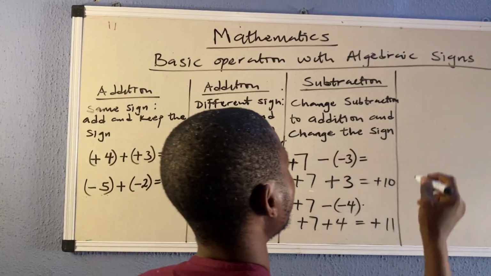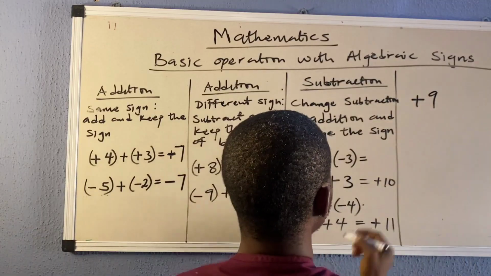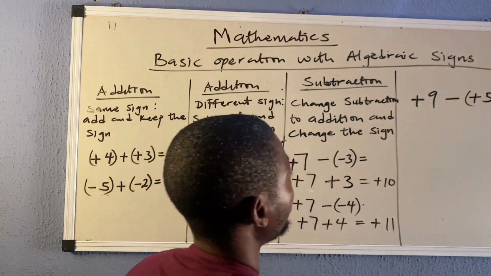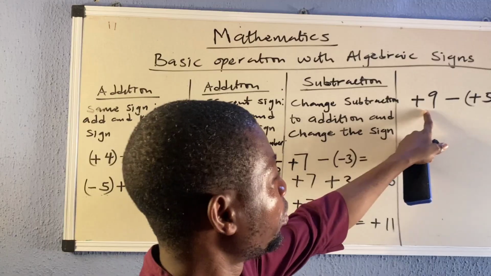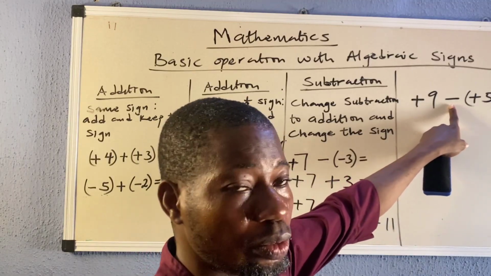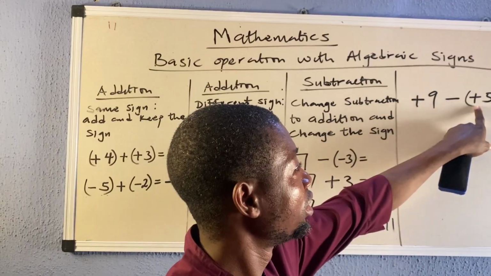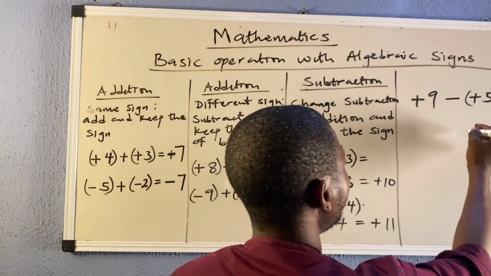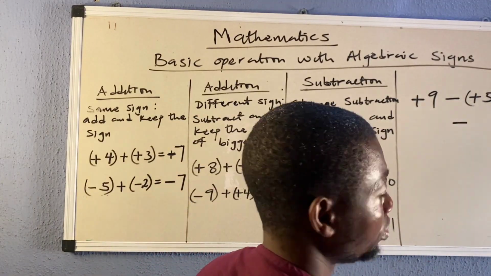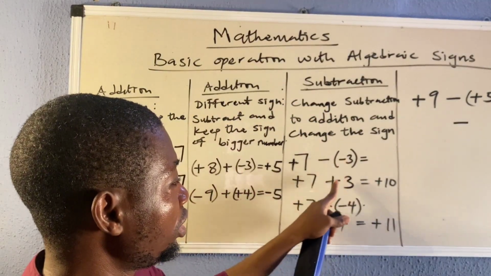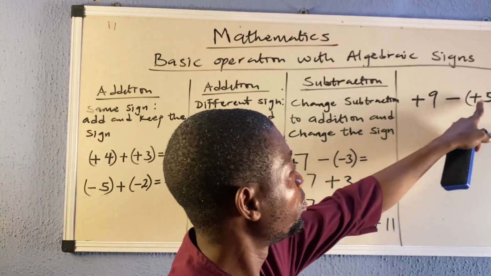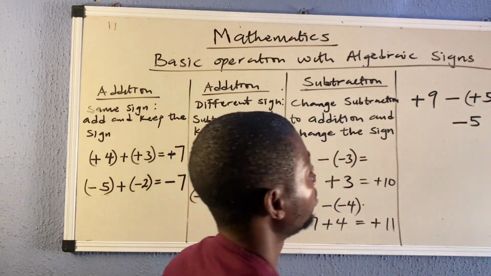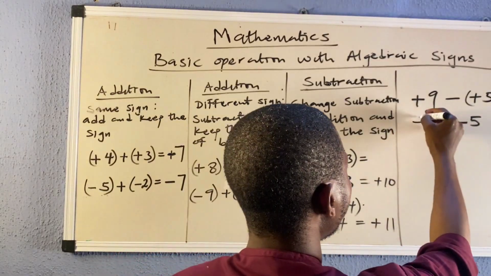Let's say you have plus 9 minus plus 5. Here we have positive 9 minus. Our bone of contention here is this minus and the sign in the bracket. Now that we have positive inside the bracket, this one will change to negative. Where we have negative is changed to positive. So now that we have positive, it's changing to negative. So negative 5, then we have plus 9 here.